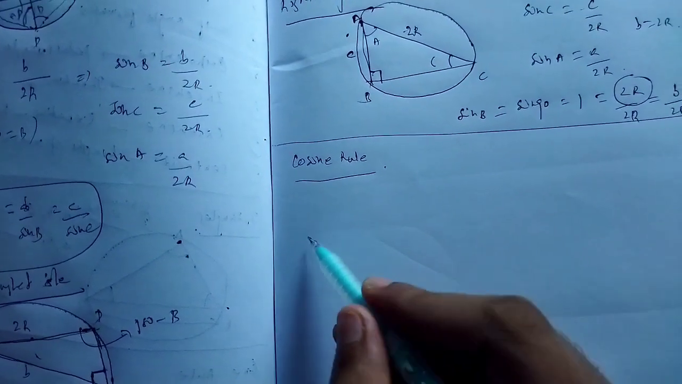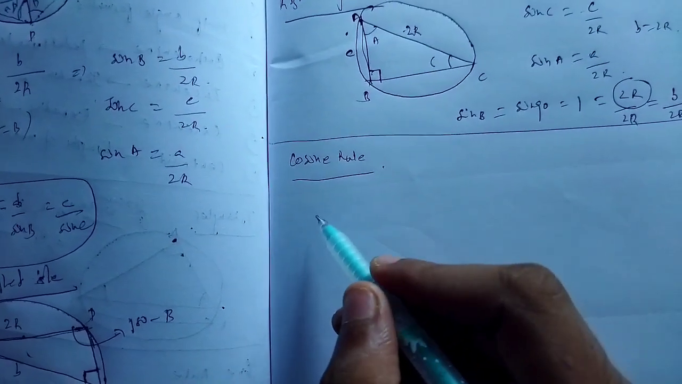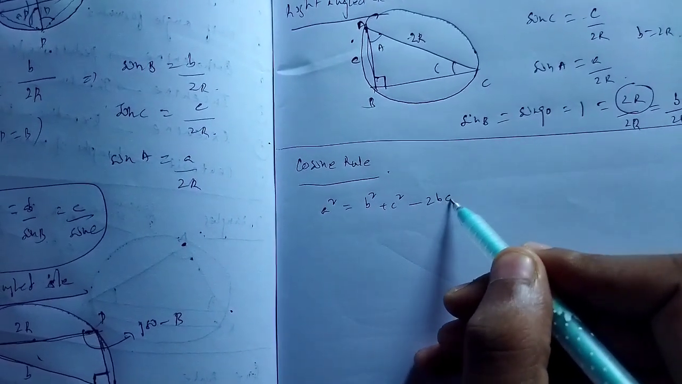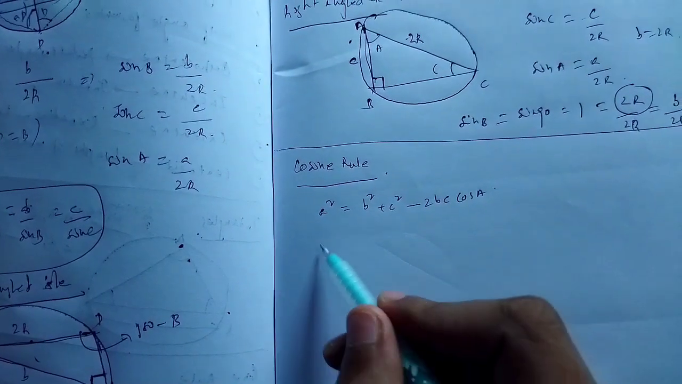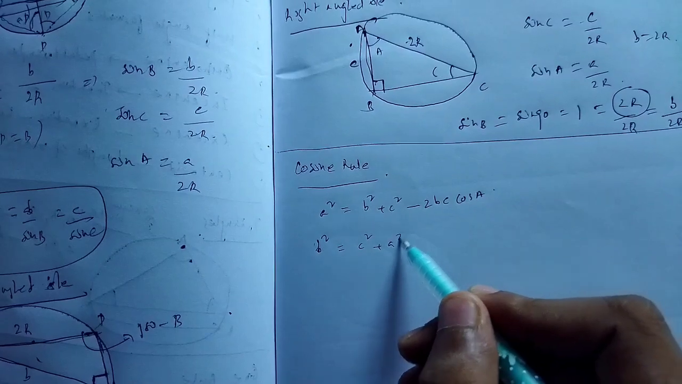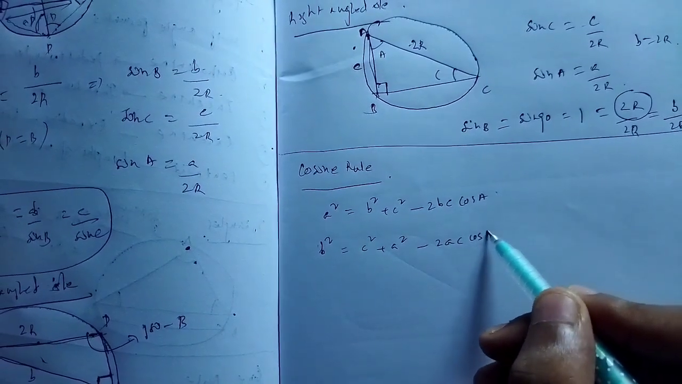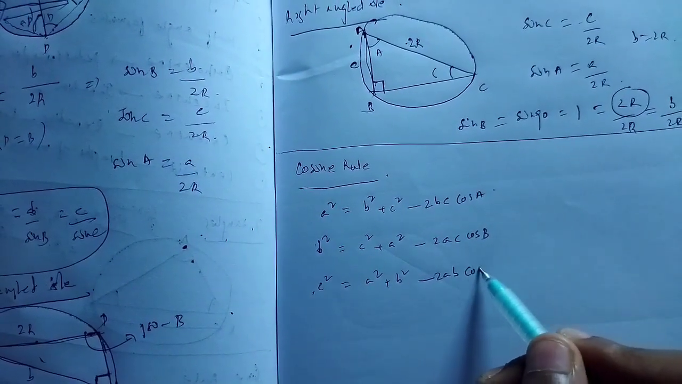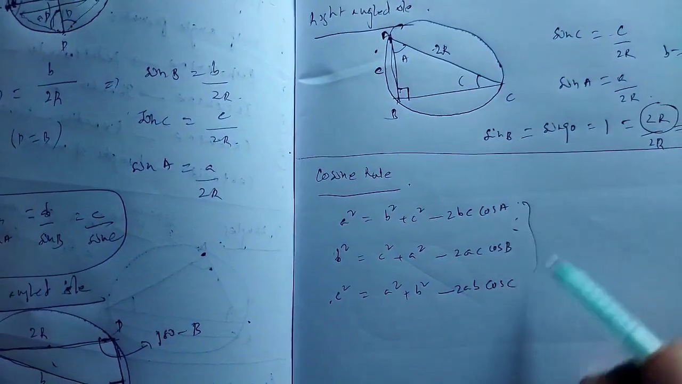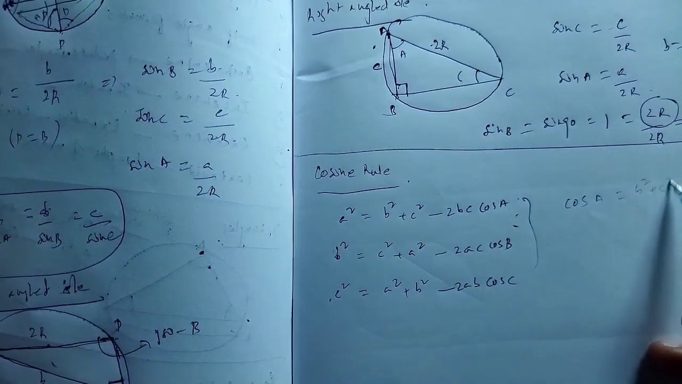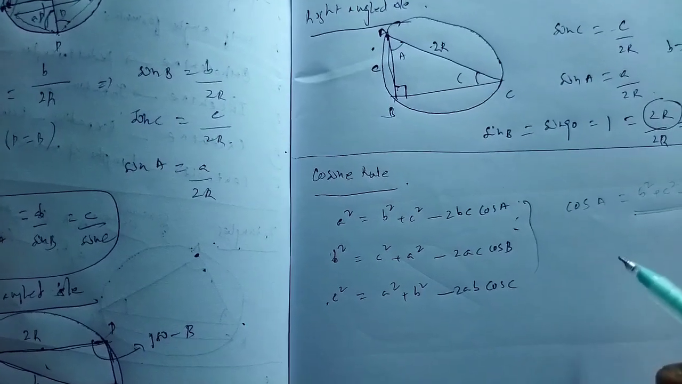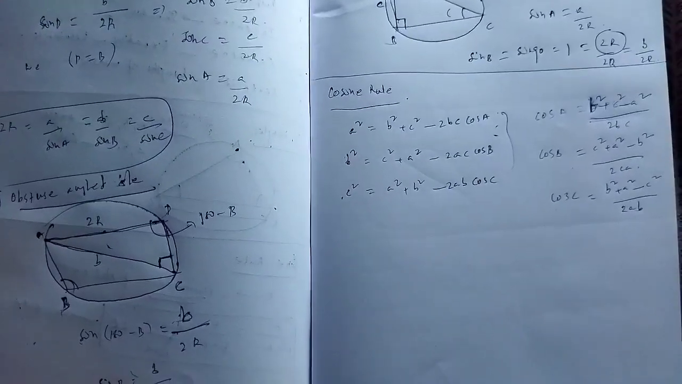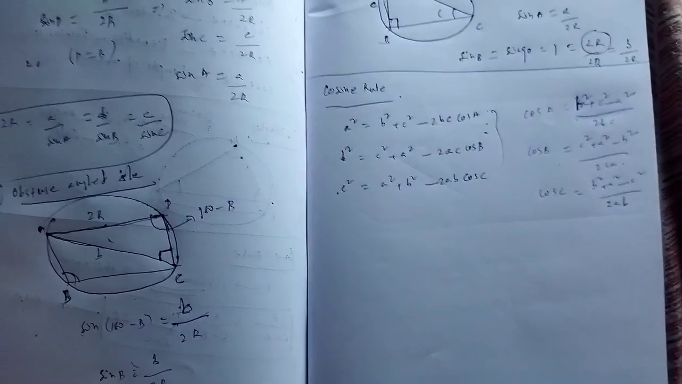The cosine rule states that the formula is a square equal to b square plus c square minus 2bc cos A. b square equal to c square plus a square minus 2ac cos B. Right, and similarly by this we can derive cos A, cos B and cos C formulas also by using the cosine rule.